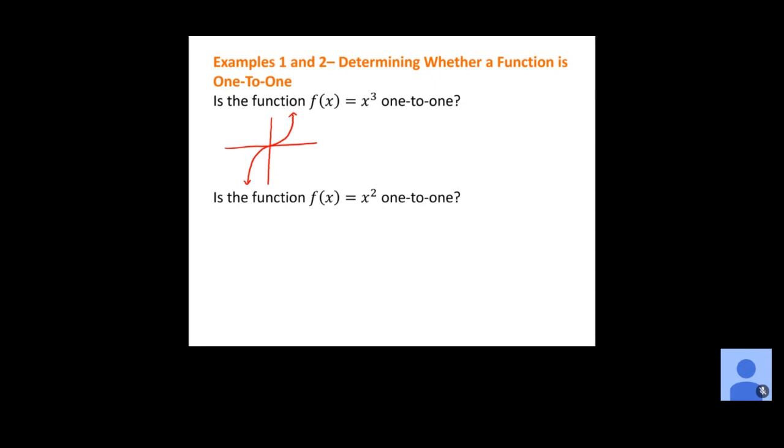Now, if I use my horizontal line test here, is this a one-to-one function? Yeah, right? If I pass a horizontal line over that curve, it's never going to touch more than one point. And so we can say that this one is one-to-one. Every x goes to a different y value now. Any questions about that one, why that one is one-to-one?